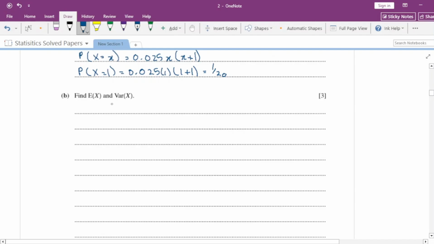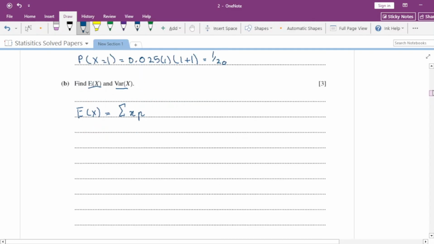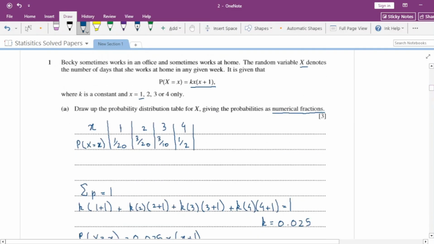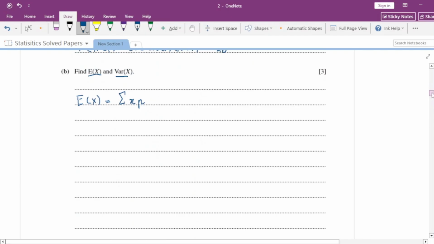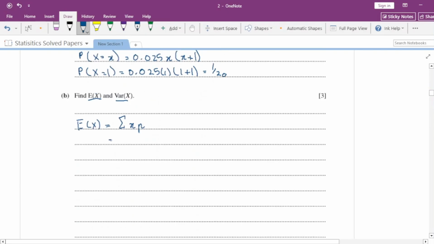Part B, find the expected value of x and variance of x. So again, a very easy part. First of all, write down what you're going to find. Expected value of x. So what exactly is the expected value of x? That is basically the sum of x values times the probability. You're going to multiply all of these x values with their corresponding probabilities and then add all of these up to get your expected value of x.